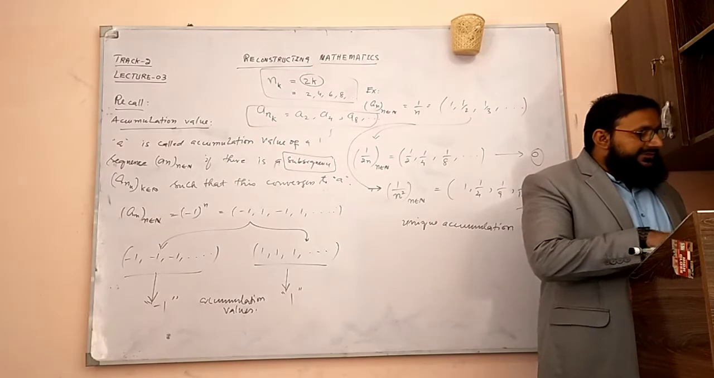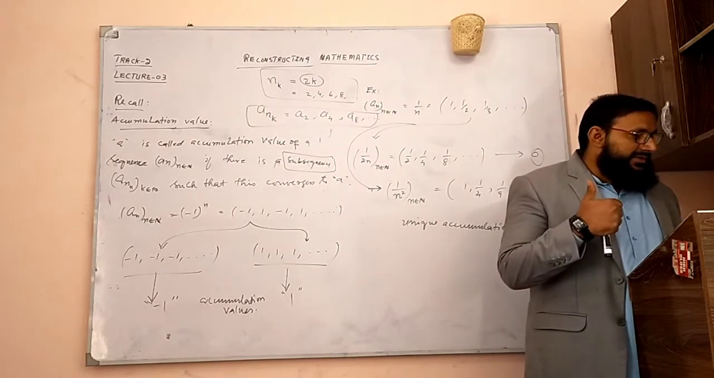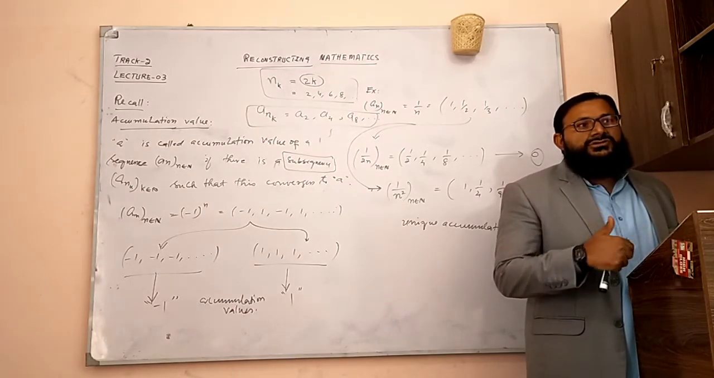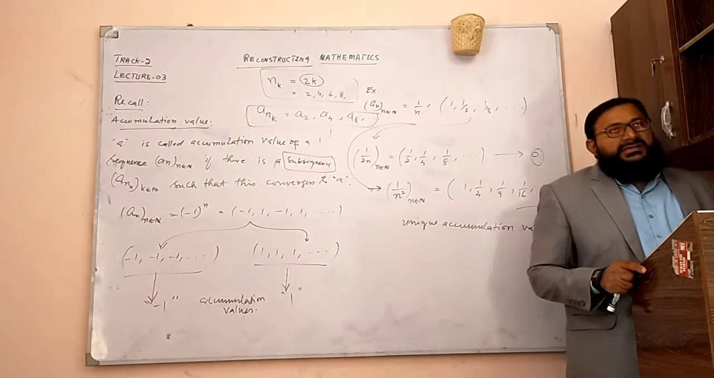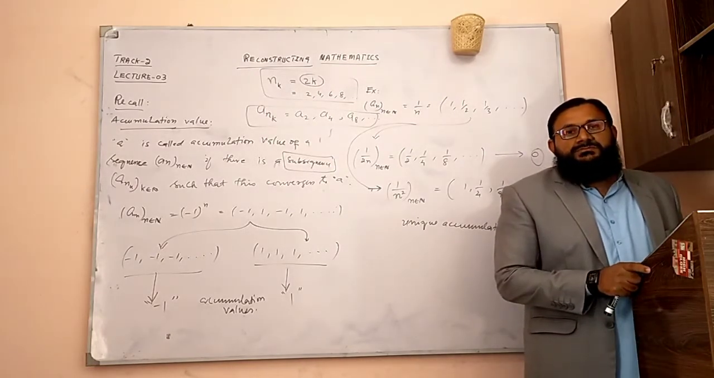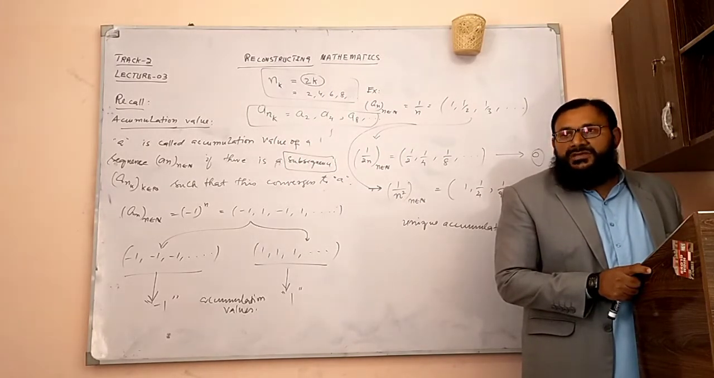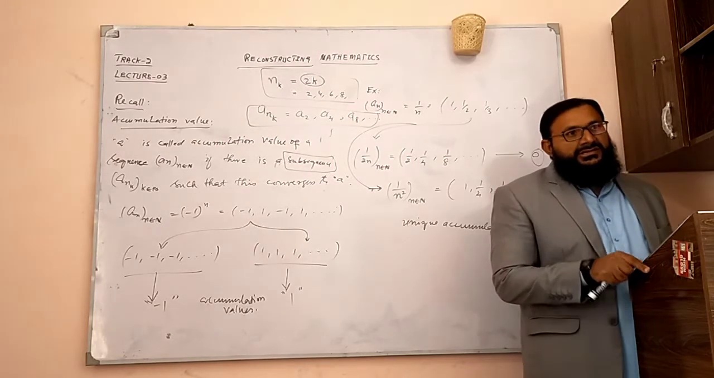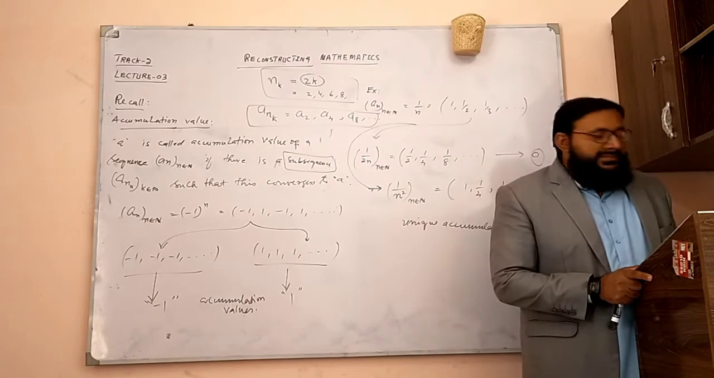And then we did two definitions at the end. What do you mean by convergent? What do you mean by divergence to positive infinity and divergence to negative infinity? And if a sequence diverges to positive infinity, we call positive infinity the improper accumulation value for that sequence. If it diverges to negative infinity, we call it the improper accumulation value of the sequence.